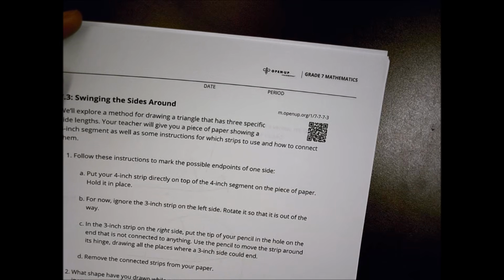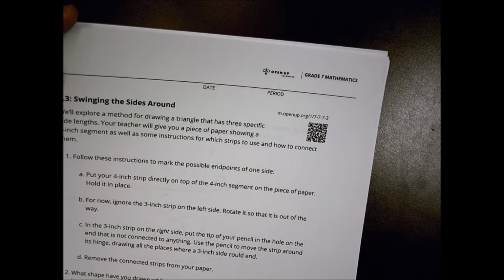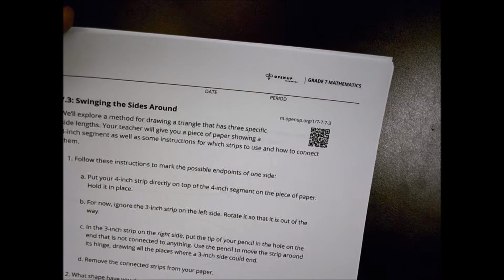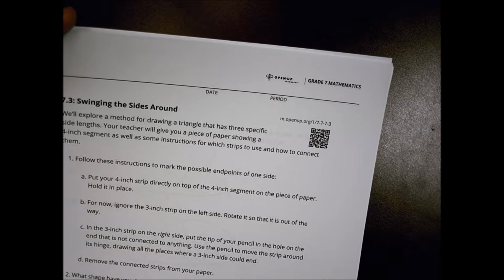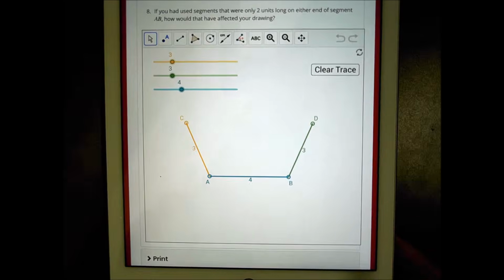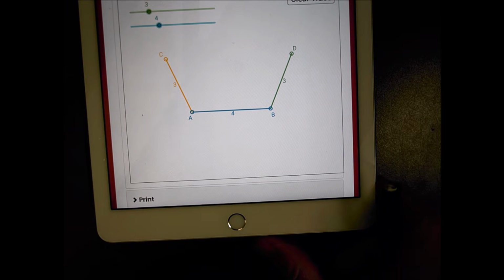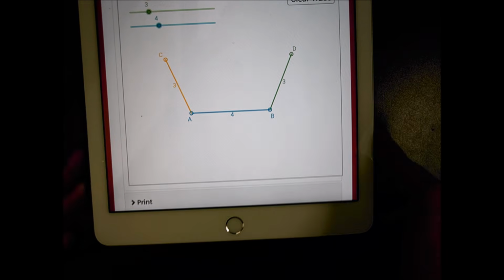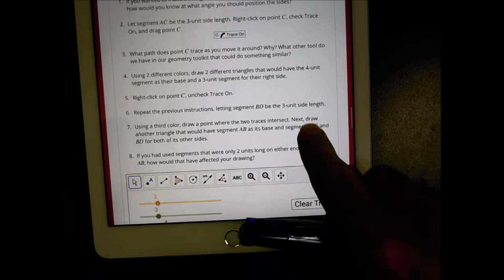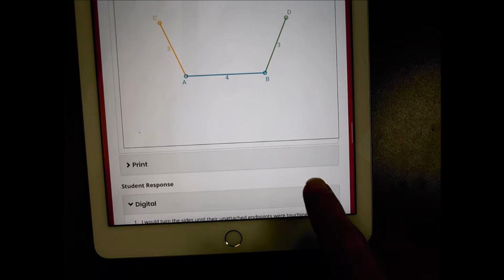Get the right one. Huh. That's the right one. Okay. Alright, so here's our applet for this next one, if I got this right. I think I'm on the right one, pretty sure. Alright, so here we go.